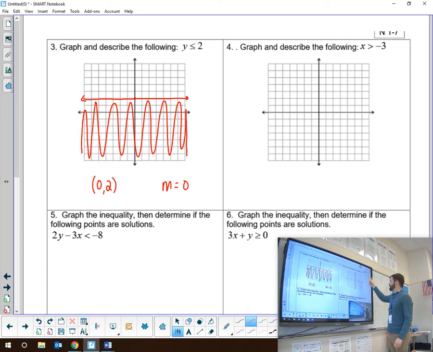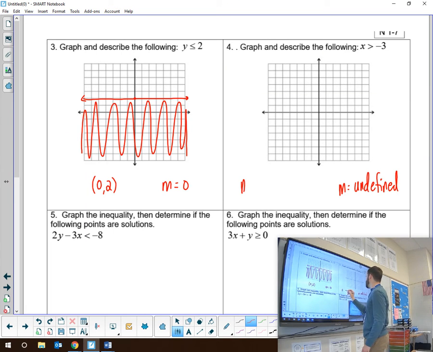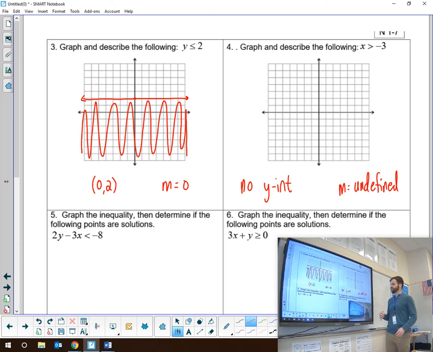But if it is x, like this one here, x is greater than negative 3, that's my straight up and down line. Because I don't have a slope, my slope is undefined. And I have no y-intercept. I only have an x value, right? It doesn't ever hit the y-intercept. So we're just going to put our point at -3, okay? And since it's greater than -3, it is not going to be a solid line. We're just going to have a dotted line going up and down.